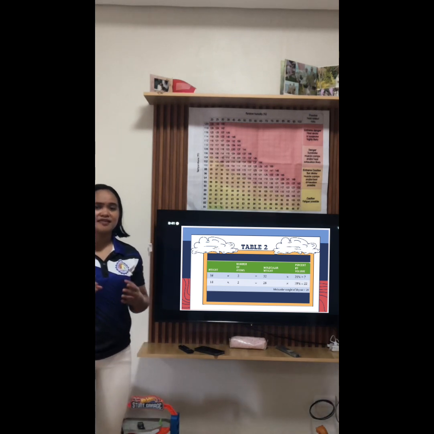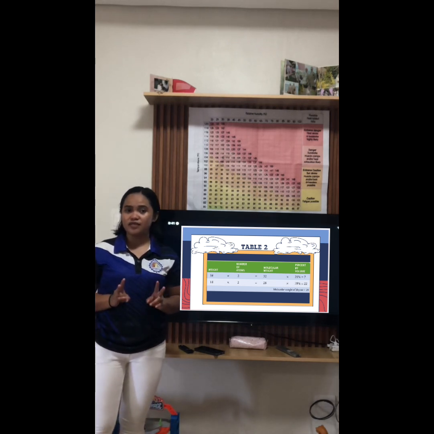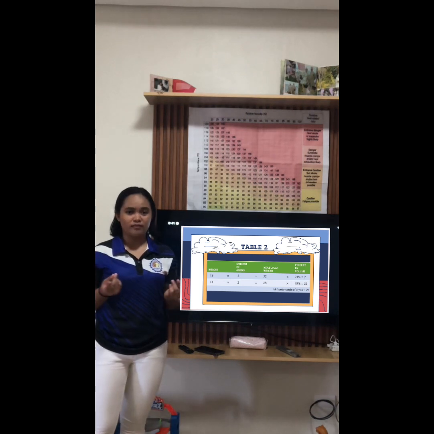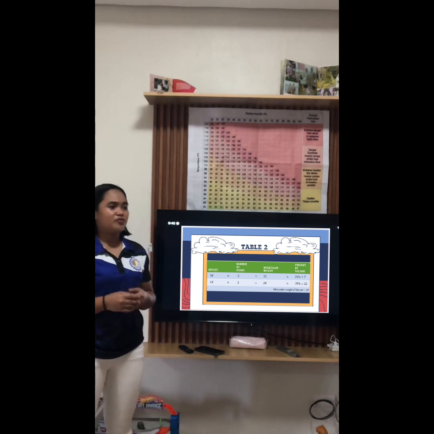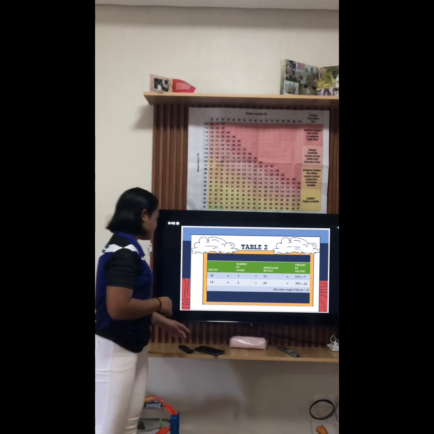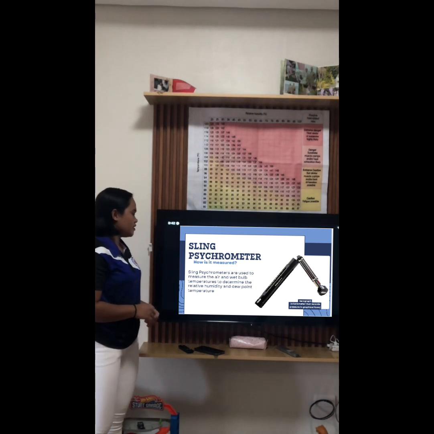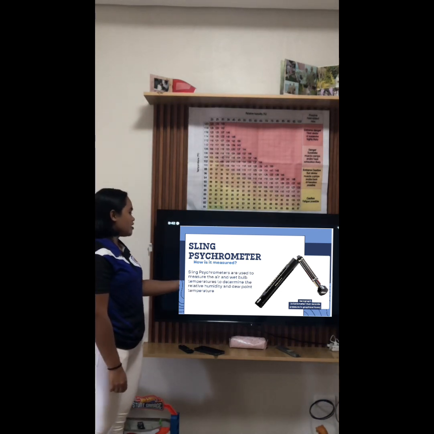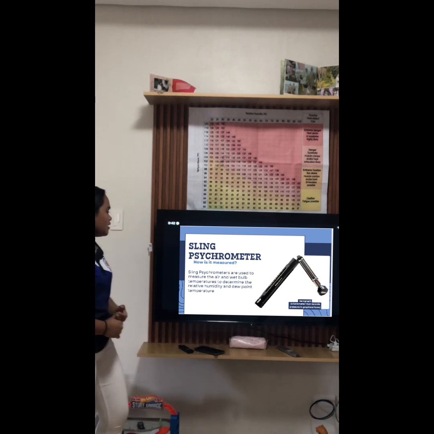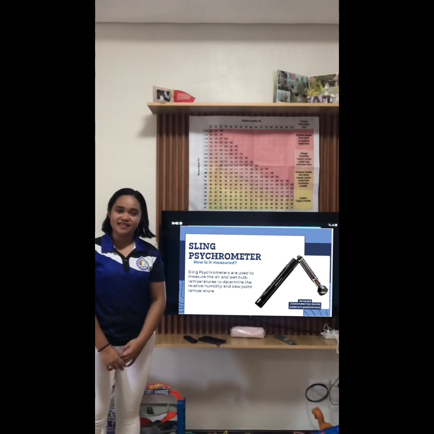Humidity is measured using different instruments. One common tool is the psychrometer, which consists of 2 thermometers, one dry and one wet bulb. By comparing these, we can determine the relative humidity of the air. Now let's have the sling psychrometer. Sling psychrometers are used to measure the air and wet bulb temperature to determine the relative humidity and dew point temperature.